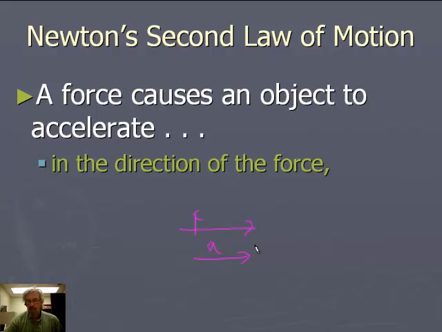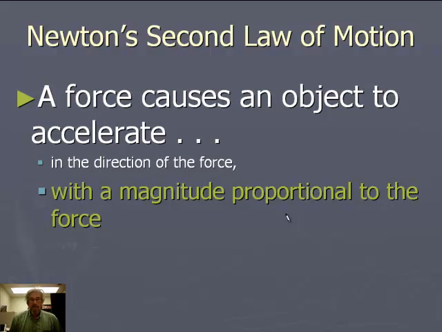Now, acceleration doesn't always mean you're going faster. Acceleration may also mean that you're going slower. If the velocity was in the opposite direction of the force, if I'm moving west and I put a force on this way, if this is speed and this is force, I'm going to have an acceleration in this direction, and that'll actually slow things down. Sometimes we call that a deceleration. We also know that forces cause an object to accelerate with a magnitude that's proportional to the force.